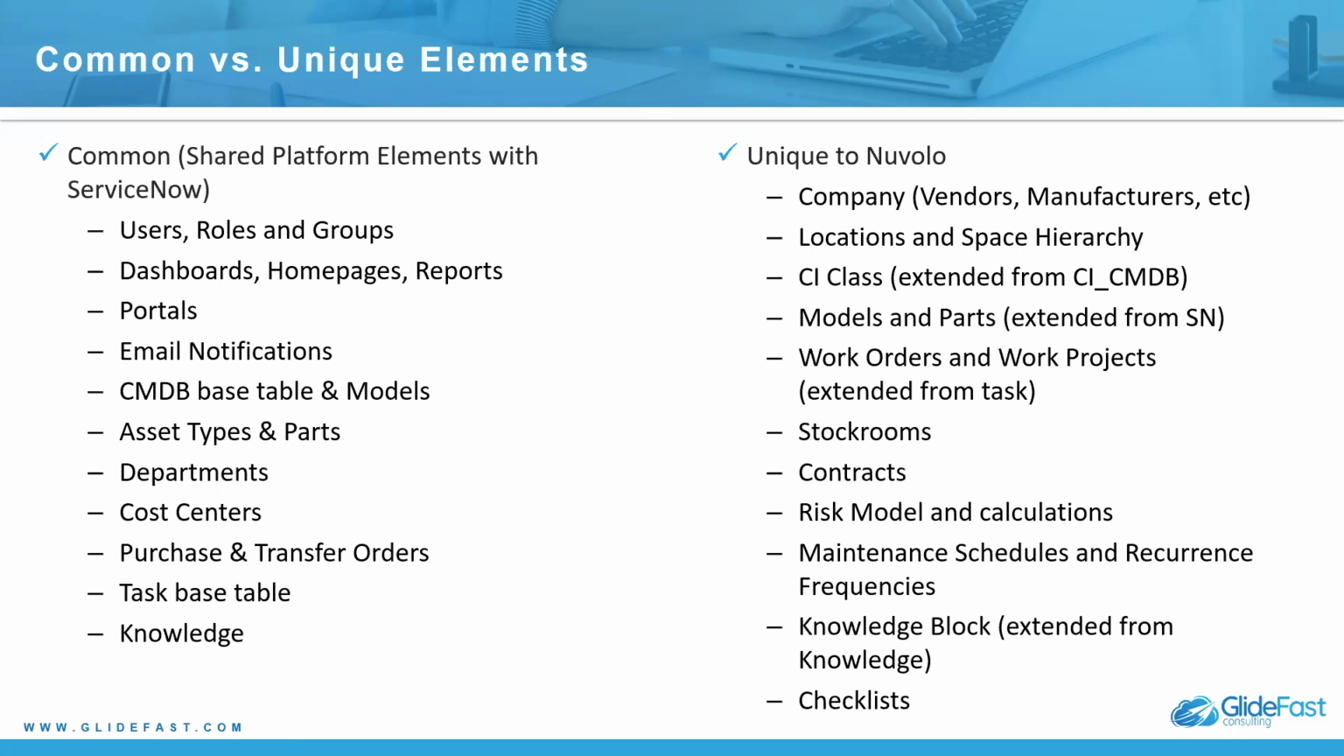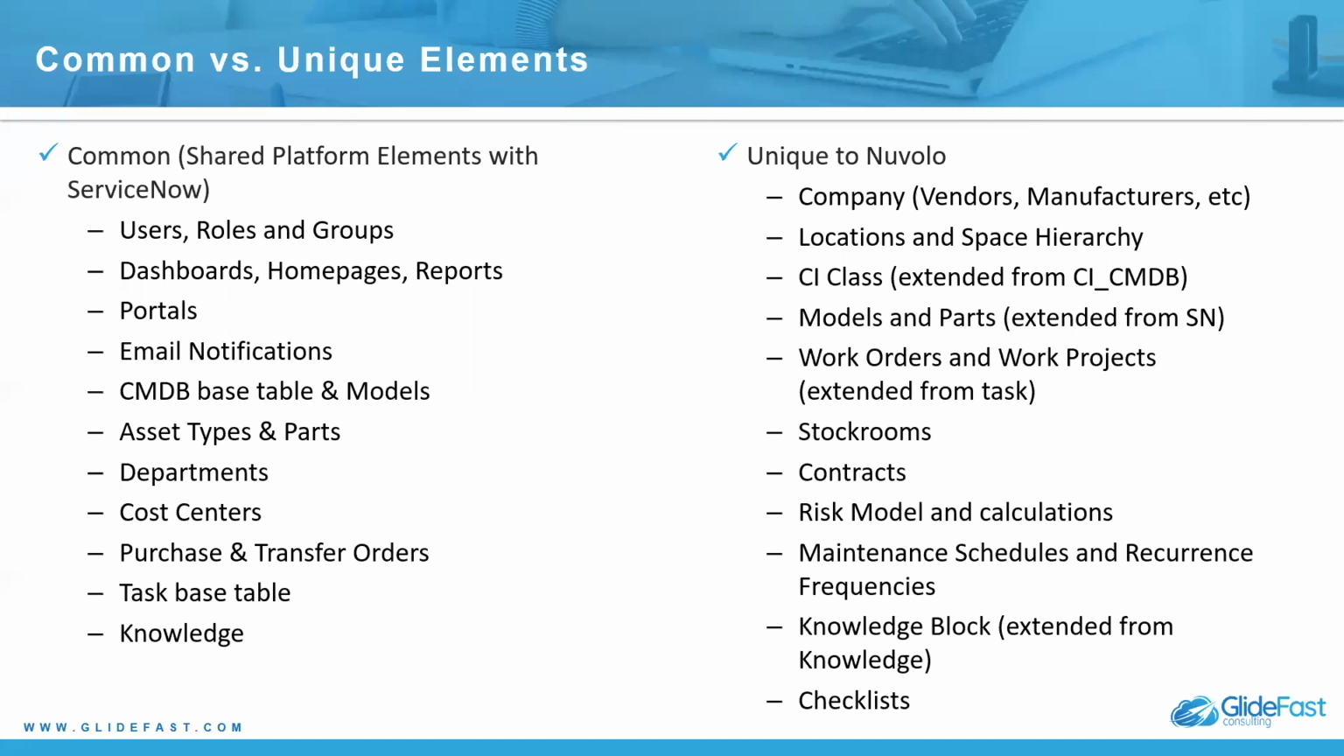CMDB base table and models. They extend all of their asset records from the CMDB base table, not the asset table, the CMDB table, the CI table. And then they also have all their models, which are in the base model table. They do extend and have their own model table. Asset types and parts are all in the common tables. They use the common departments table, the cost centers table, and the purchase and transfer orders are all part of that same table.